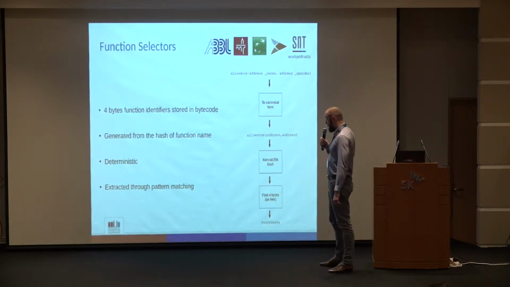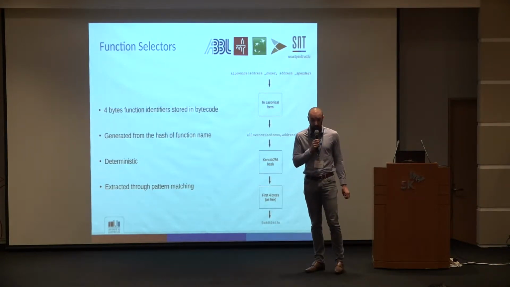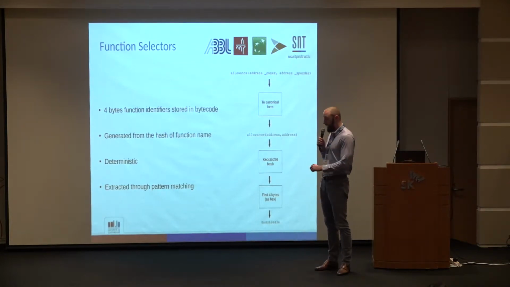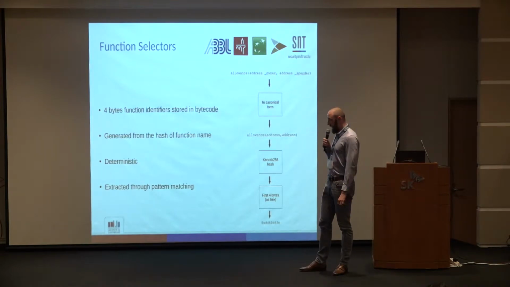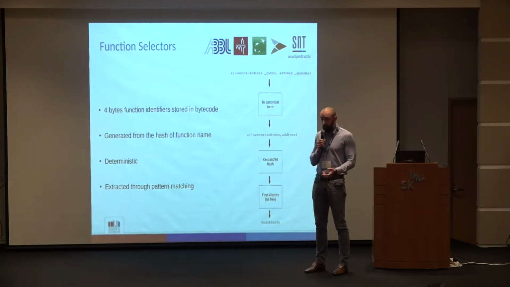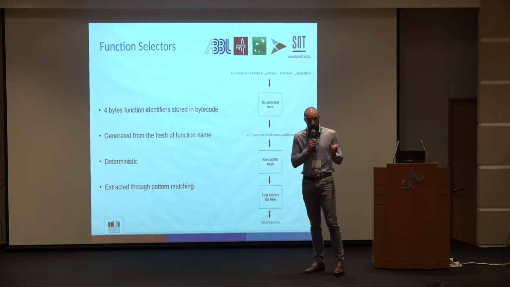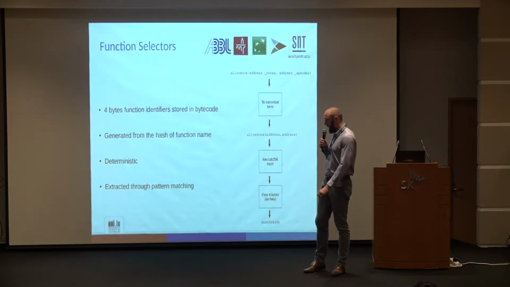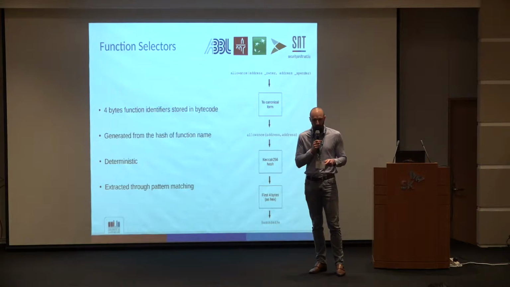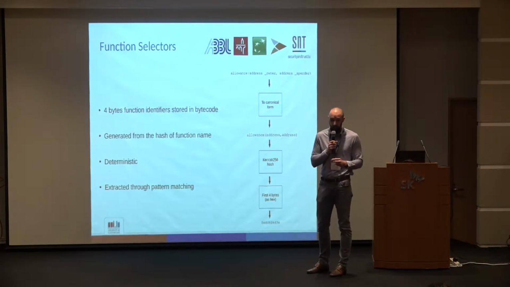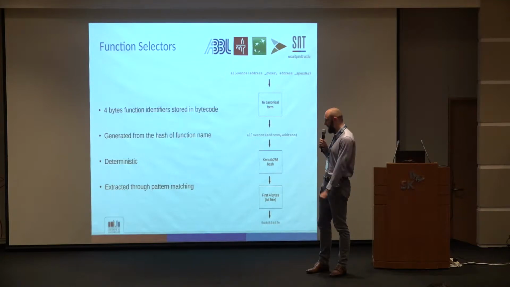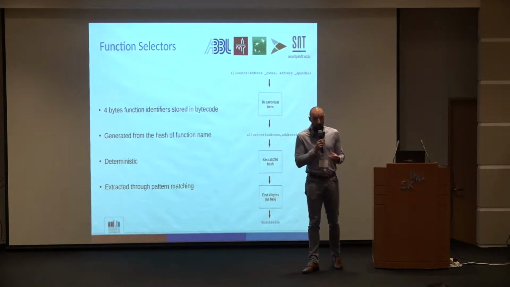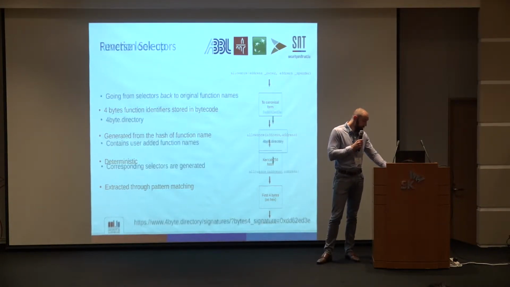So, a quick note on function selectors. They're 4-byte identifiers for functions in the bytecode. They come from a hash of the function name, or to be specific, the canonical form of the function name. They're always stored in the bytecode, and because they're generated from a hash, they're deterministic. So the same function always produces the same selector in the bytecode. So we can find these across contracts. Actually, they're also guaranteed to be unique within a contract because it takes the parameters into account, and Solidity uses overloading. And then we extract these function selectors using pattern matching, and then we use these to cluster.